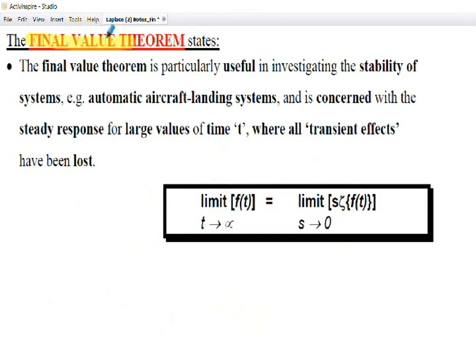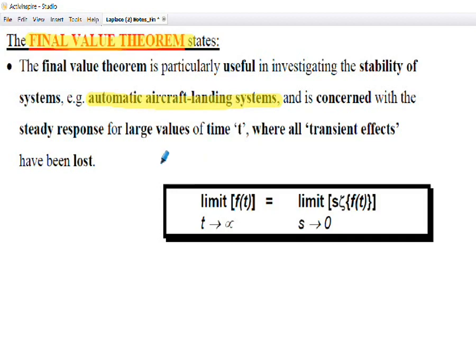Okay, we're going to look at the final value theorem here. The final value theorem is particularly useful when looking at stability of systems. An example given here is automatic aircraft landing systems, and it is generally concerned with the steady response of the system for large values of time t, when all the transient effects have diminished. Often when you switch a system on initially, there are what are called transient effects, kind of variable effects that occur, but after these dissipate, we get into the steady state response, and often that's the part of the system that we're particularly interested in.